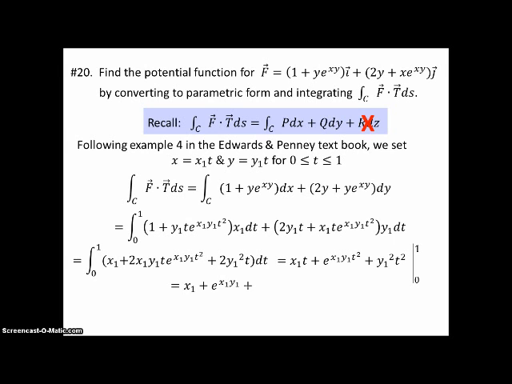So substituting 1 for t, we get x1 plus e to the x1 y1 plus y1 squared, and then substituting 0, we get 0 plus 1 plus 0. Now for our potential function, though, the constant can be anything. So substituting x and y, our potential function is x plus e to the xy plus y squared plus k. And we could have gotten that a lot more simply doing it the way we did the other problems without converting to t. But it's the idea here that counts, and to show you that it can be done.